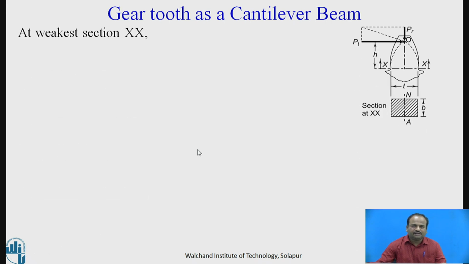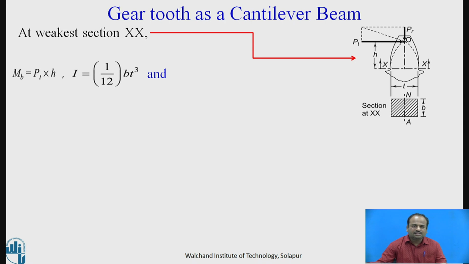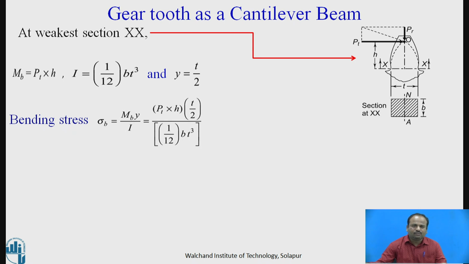With this assumption, we will derive the equation for beam strength. At the weakest section XX, what will be the beam strength? If we take the moment, Mb is equal to Pt into h, and I is equal to 1 upon 12 B t cube, and y is equal to t upon 2. So what is bending stress? Sigma b is equal to My upon I, which we have already seen. Putting all the values in this equation and simplifying, we get Pt is equal to B sigma b t square upon 6h.